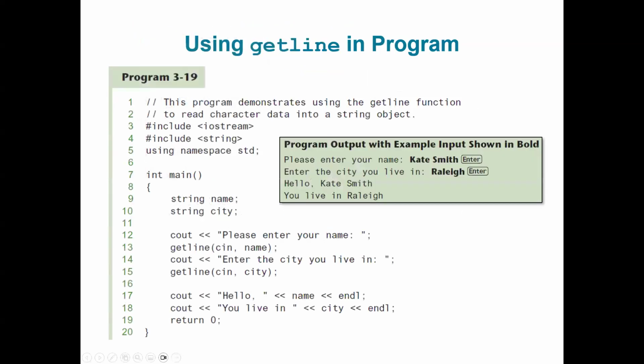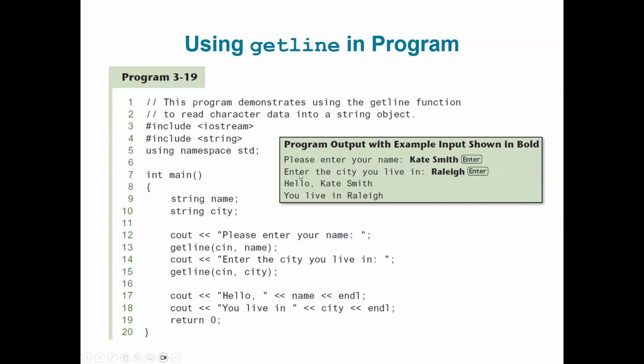So this is an example here. For example, we have a program with iostream. This time we are going to use the string data type, so we have to include the string header file. We declare variables name and city, both of them strings. We ask the user to enter the name, but this time we say getline cin. It always takes two arguments, the cin and the variable name. So this will allow us to enter a string with a space.